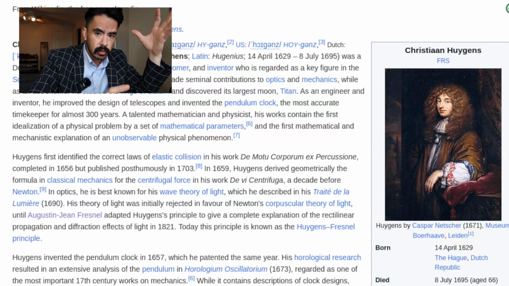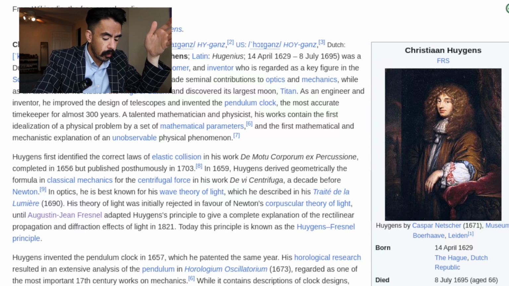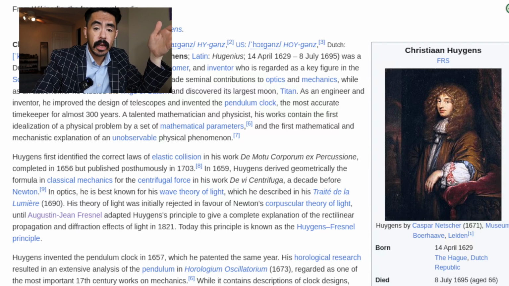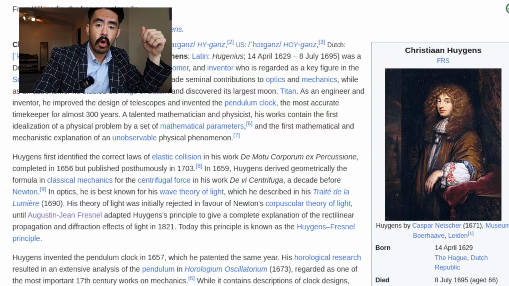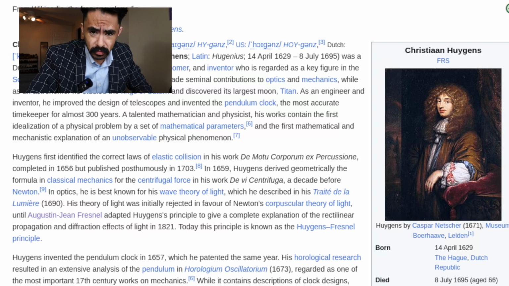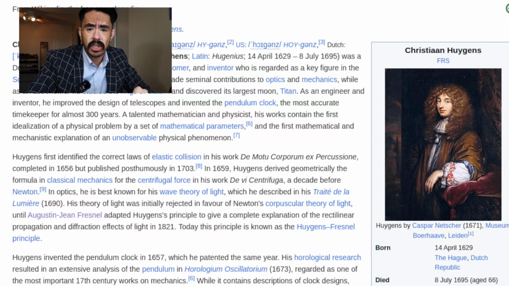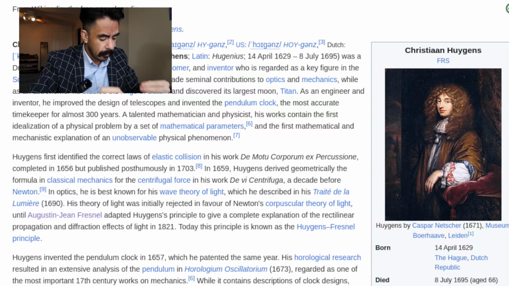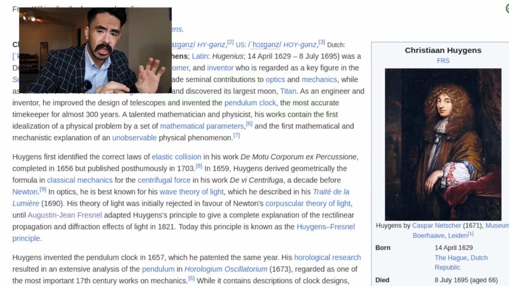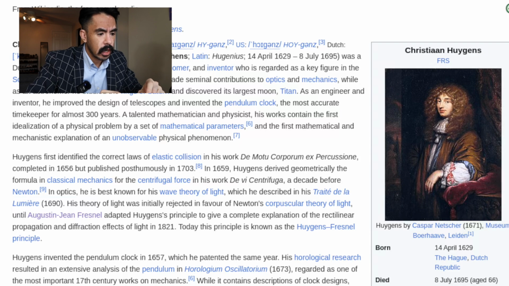We get his wave theory of light from a treatise called Traité de la Lumière. But like I said, it's his horological research. That's horological with an H and not to be confused with the research that I do on dating apps. But his horological research into clocks, that's where he coined the terms involutes and evolutes.